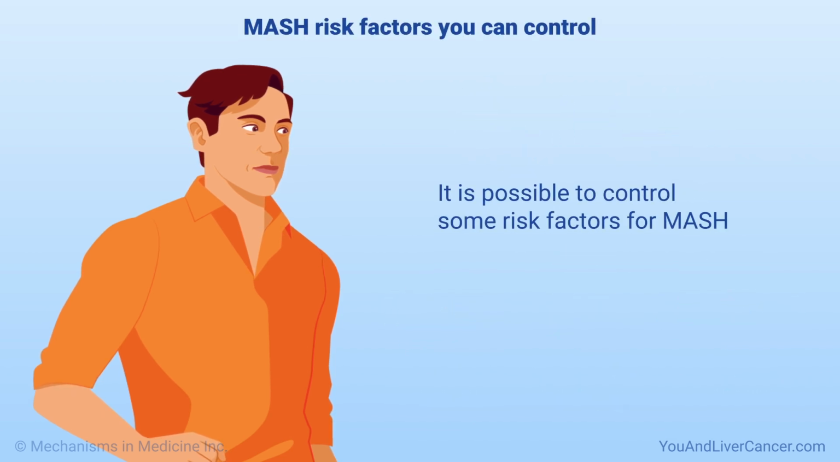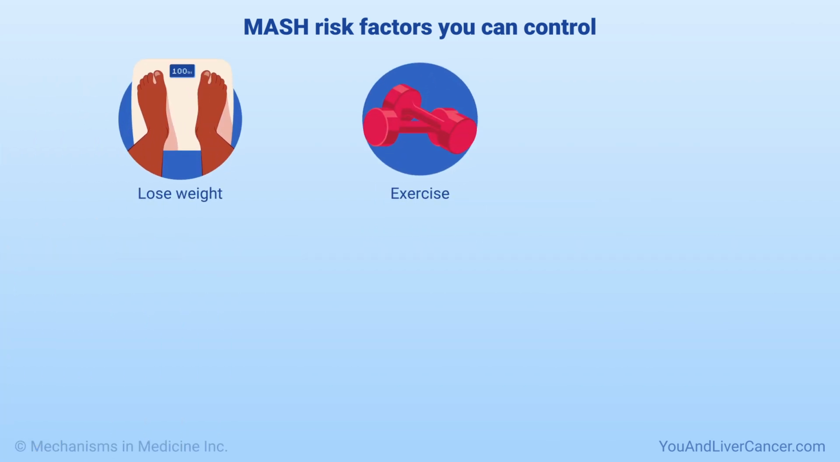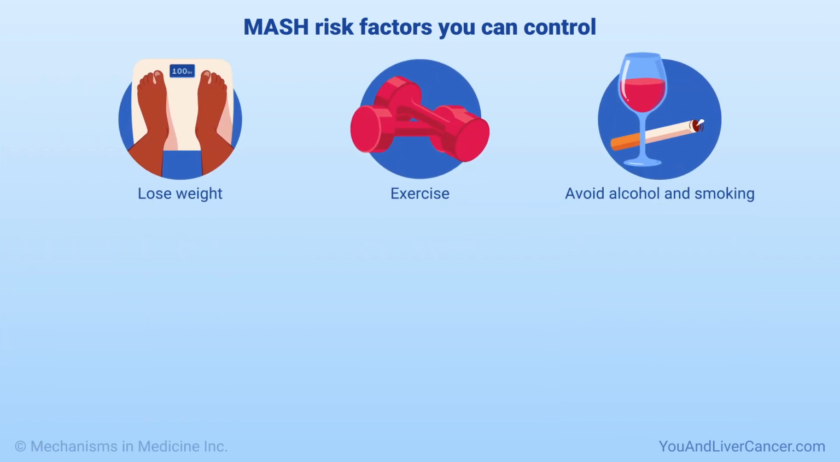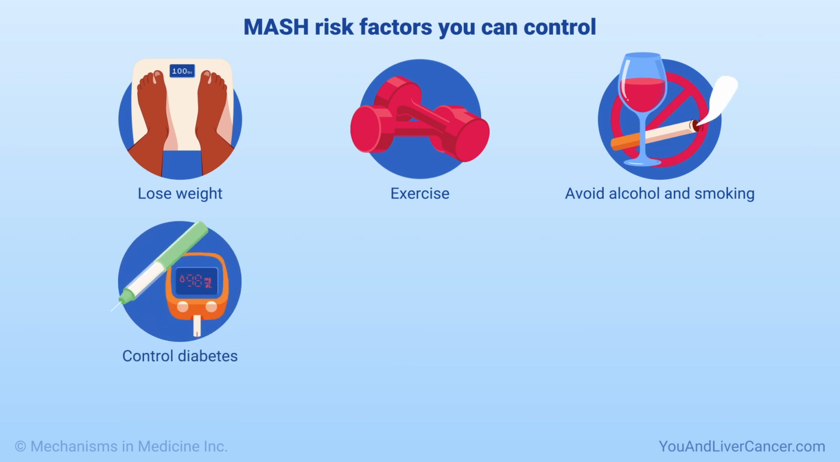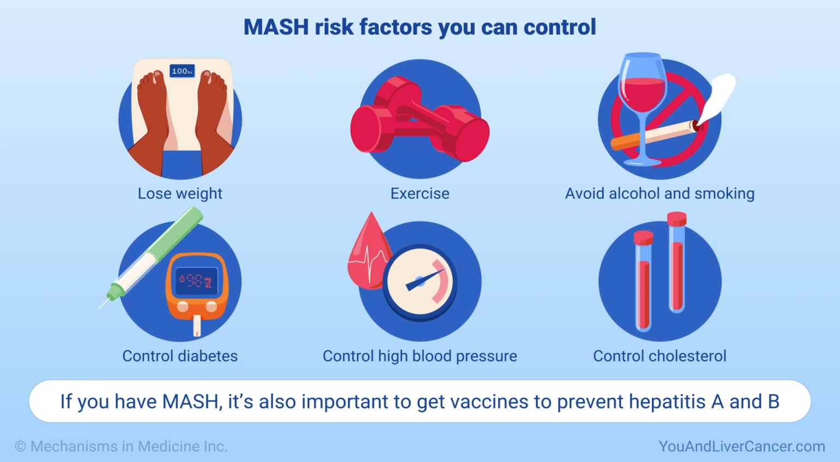It is possible to control some risk factors for MASH and help prevent liver cancer. You can lose weight, exercise, avoid alcohol and smoking, and control diabetes, high blood pressure, and cholesterol. If you have MASH, it's also important to get vaccines to prevent hepatitis A and B.